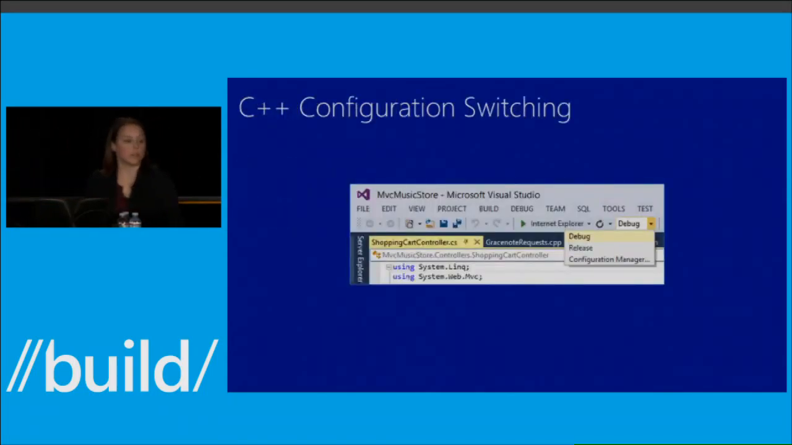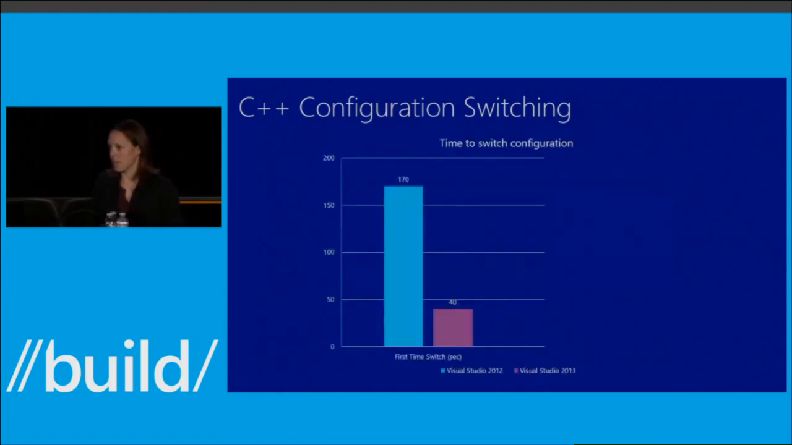So just one example of what you'll find in 2013 is C++ configuration switching. As you see here, what I mean by that is when you switch between a debug and a release configuration or a custom configuration that you have. You'll see that the first time that you switch with a C++ project, you're actually going to wait 170 seconds in Visual Studio 2012. And in 2013, you're now only going to wait 40 seconds.